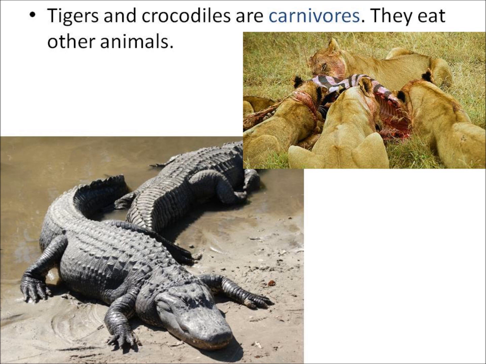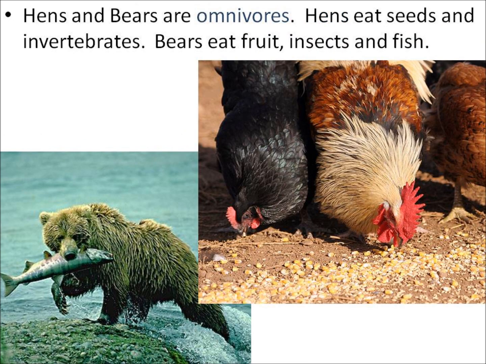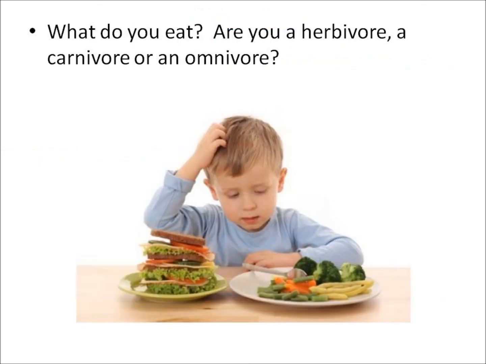Tigers and crocodiles are carnivores. They eat other animals. Hens and bears are omnivores. Hens eat seeds and invertebrates. Bears eat fruit, insects, and fish. What do you eat? Are you an herbivore, a carnivore, or an omnivore?